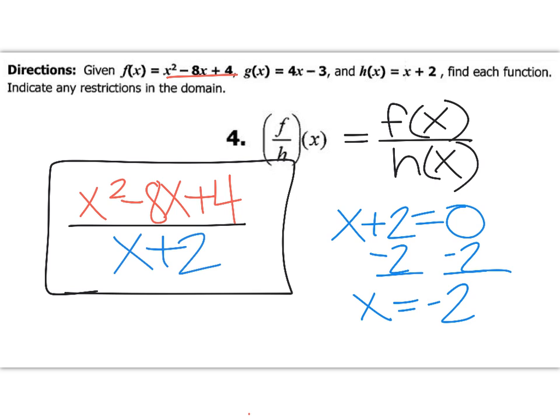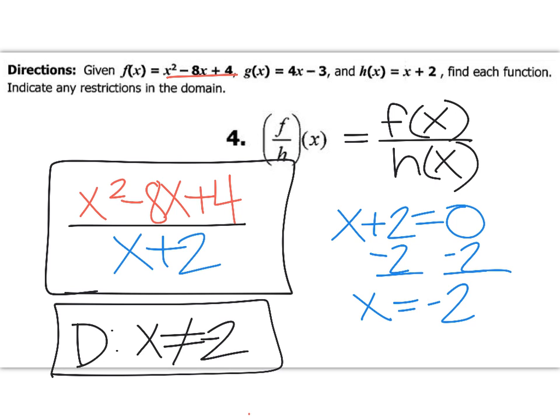So the restrictions on our domain, we would say that x cannot equal negative 2. And that would be our final answer. All right. For all the previous problems, our domain was all real numbers. There were no restrictions on the domain, so we didn't have to worry about it. But for this one, we have to be sure to say, what would make the denominator 0? All right, x cannot equal that number.